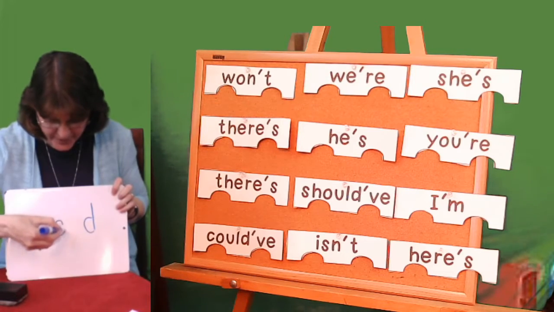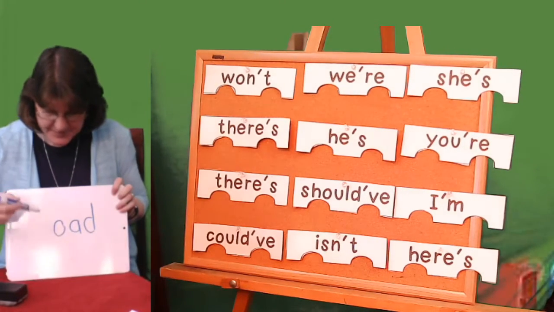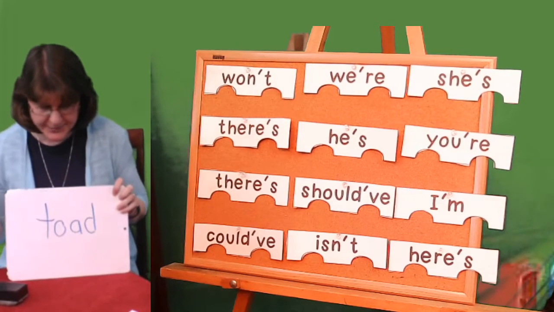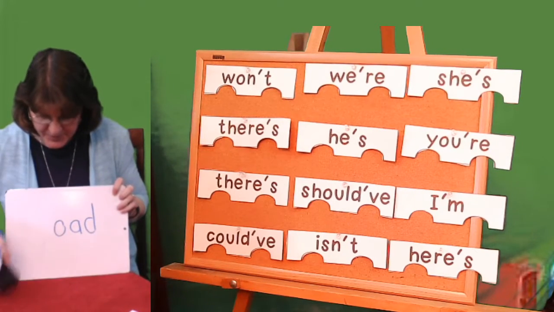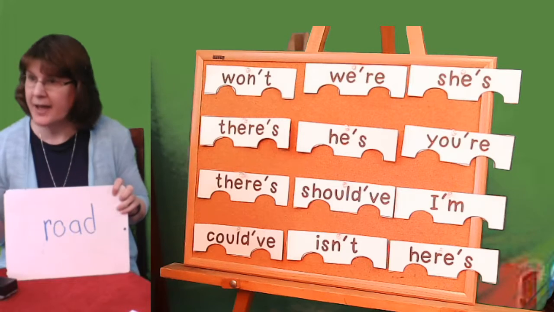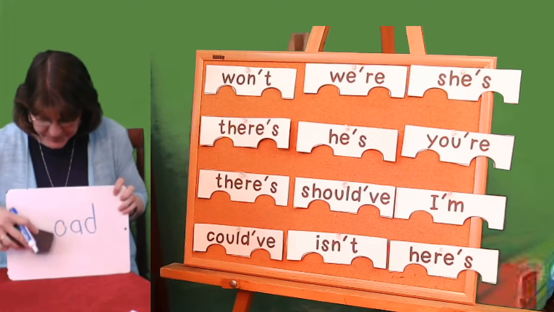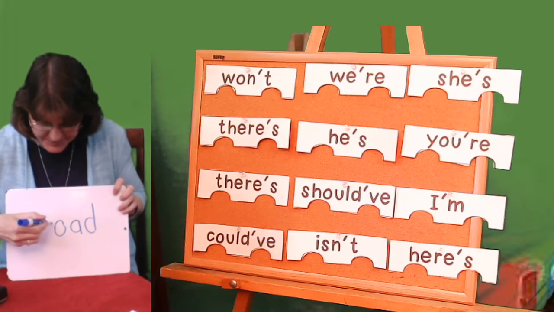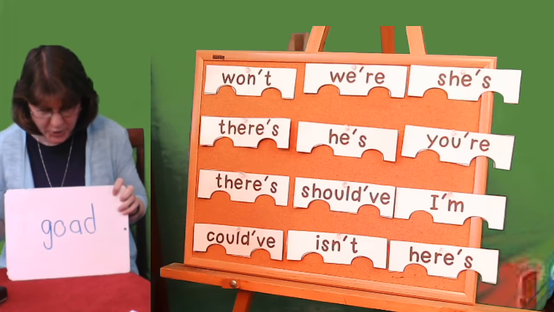And here's our OA again. Let's put a T in front. Now we have toad. Let's put an R in front. And we have road. And let's put a G in front, and we have goad.